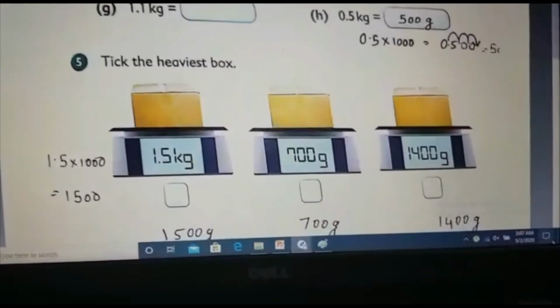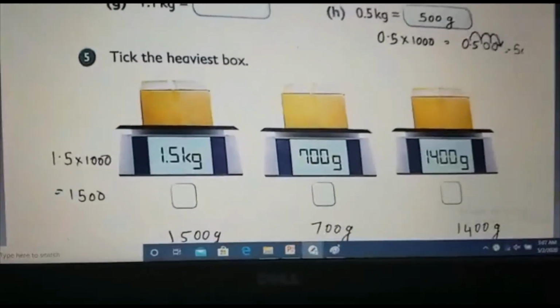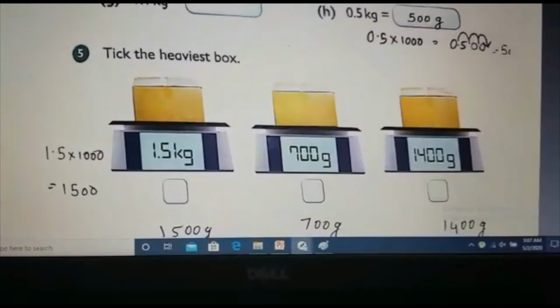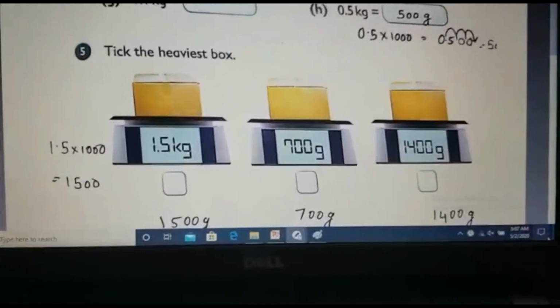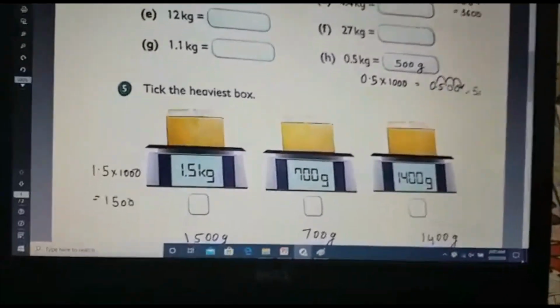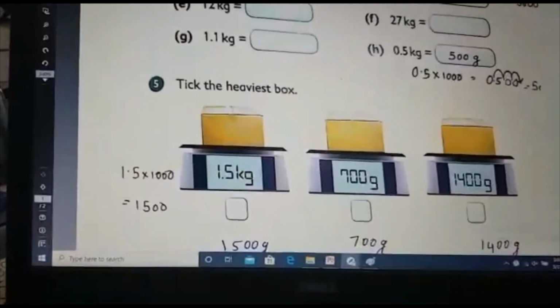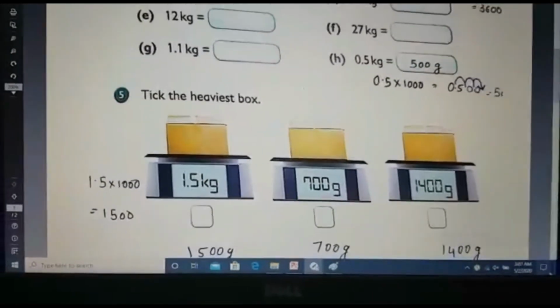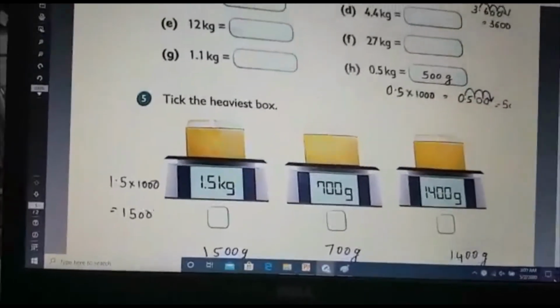If you have any doubts in this, please contact me. Please clear your doubts through WhatsApp. And the introduction which I sent yesterday in the last class for length, the same thing is applicable here also. So first you go through that, then you do all these exercises.